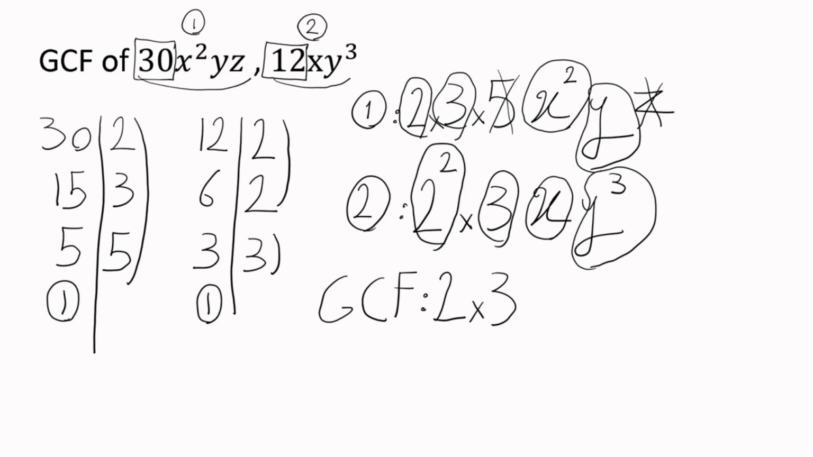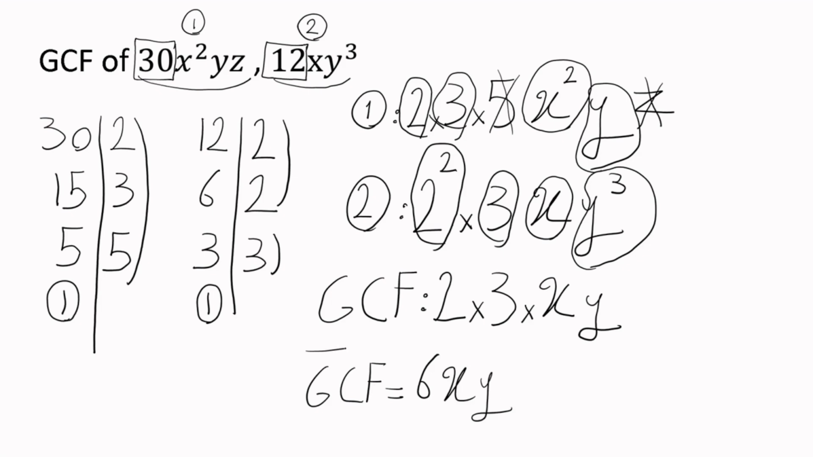Here the power of x is 2. Here the power of x is 1. So I must consider the lowest power. It means x to the power of 1. Here the power of y is 3. Here the power of y is 1. So I must consider the least power, y. So GCF will be equal to 2 times 3 is 6xy. This is the GCF of this example.